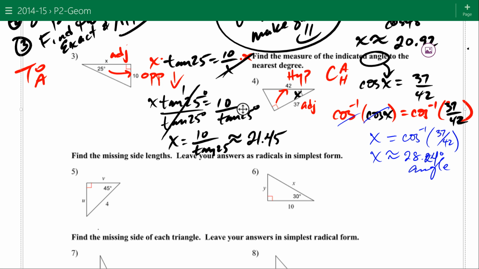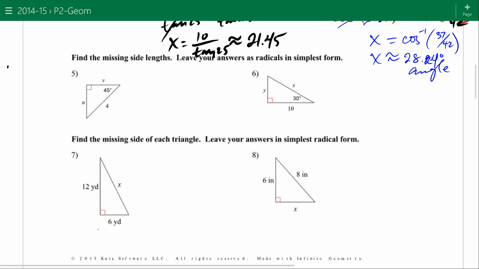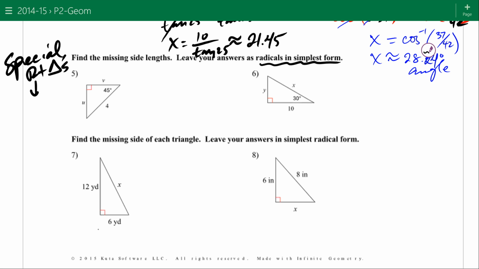Okay? Now, on these next few, it's different. You want your answers in what's called simplest radical form, and on the special right triangles, no calc, no trig. Alright? You'll notice on your previous quiz, on this quiz actually, you used trig. I didn't give you any credit for it because you're not supposed to.